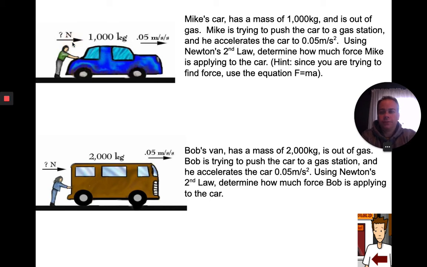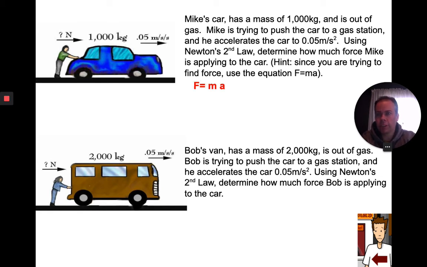Mike here, in this problem, his car is out of gas. The car has a mass of 1,000 kilograms. So Mike's going to try to push his car to the gas station. He pushes his car and is able to accelerate it 0.05 meters per second squared. Let's use Newton's second law and figure out how much force Mike is applying to this car to do that. So we start with our equation.